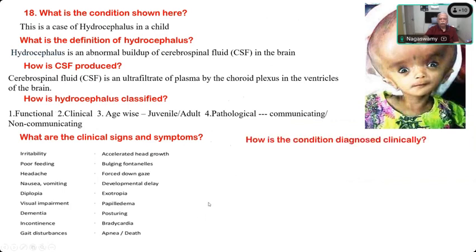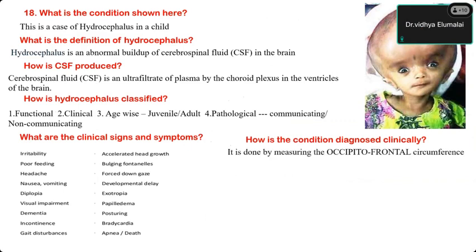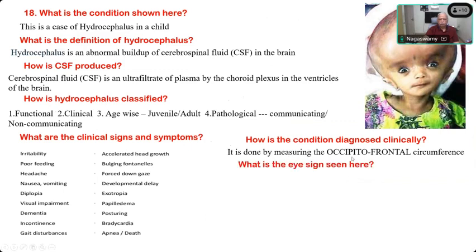How is the condition diagnosed clinically? With the help of signs and symptoms, by measuring the occipito-frontal circumference. What is the normal circumference in a newborn baby? 34 to 36 centimeters. Okay. It should increase only by 1.5 centimeters per month. If it increases more than that, that means it is a faster enlarging head size.